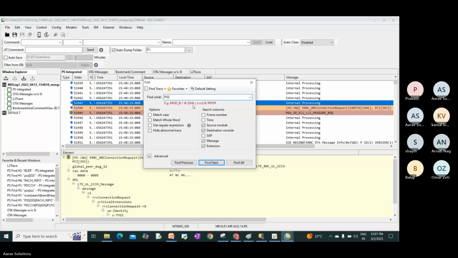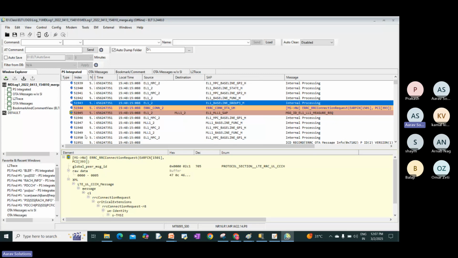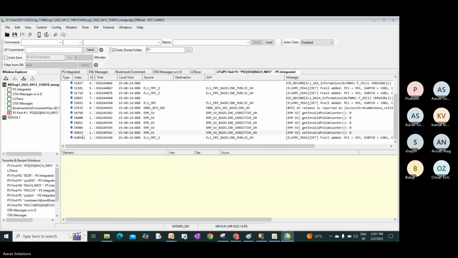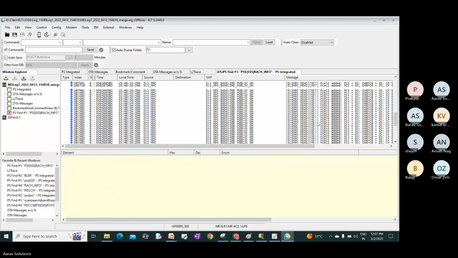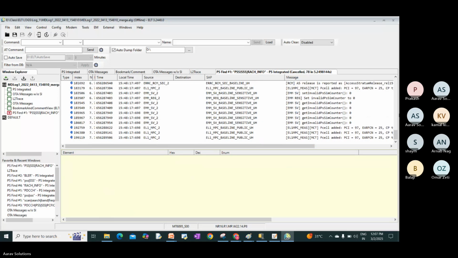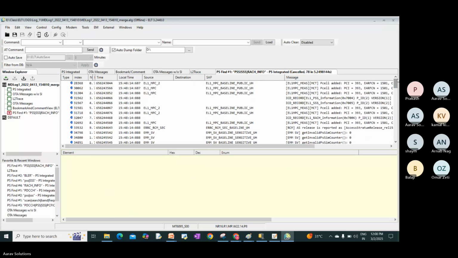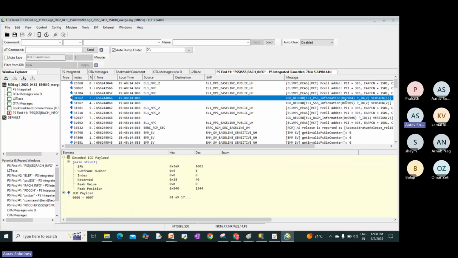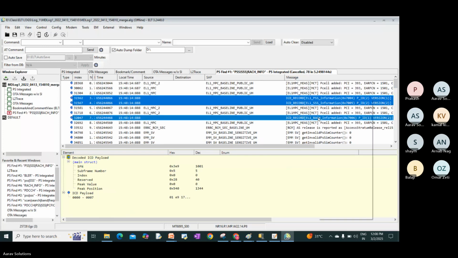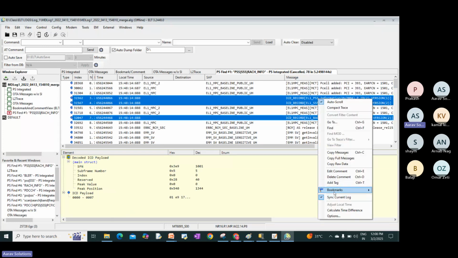PSS and SSS, reg info. Now let me find these few packets for you. Just a second. Okay, this is my PSS info. This is my, let me bookmark. We will discuss this thing.